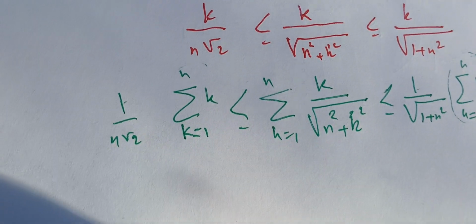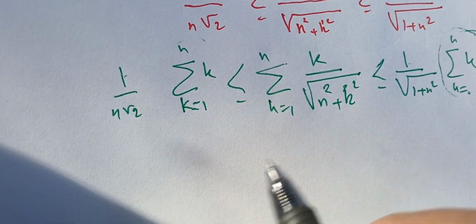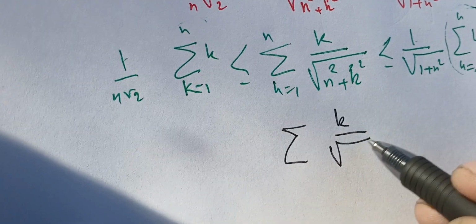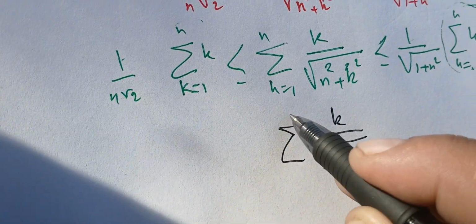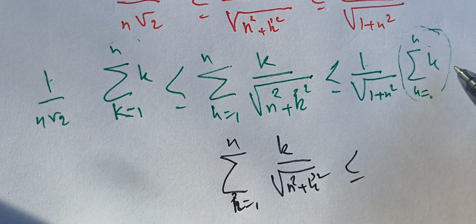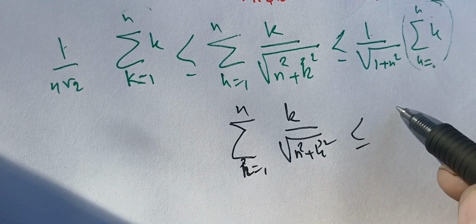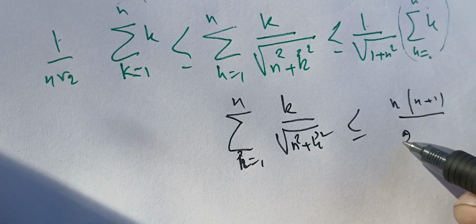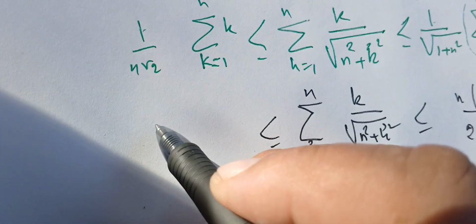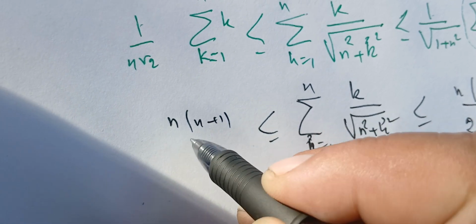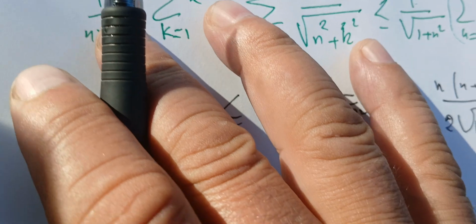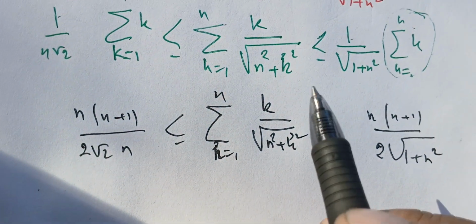So let me write, I'm going to call my sum now. I have to write it this way, so I don't want to call it anything else because I need to take the limit. Okay, k going from 1 to n. Here the sum of the k's between 1 and n is n times n plus 1 over 2, so we get n times n plus 1 over 2 times the square root of 1 plus n squared. The same thing on the left side. So I have n times n plus 1 over 2 square root of 2 times n. Okay, so I'm almost done, except that I have to take the limit.